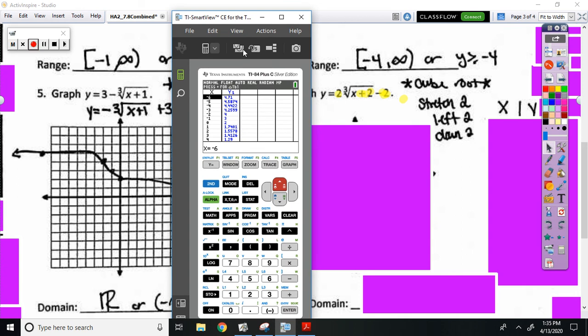So we should have 2. Again, to get your cube root button, press the math key, option 4. X plus 2. Arrow out of your radical and press minus 2. And again, we can see that little graph occurring here.